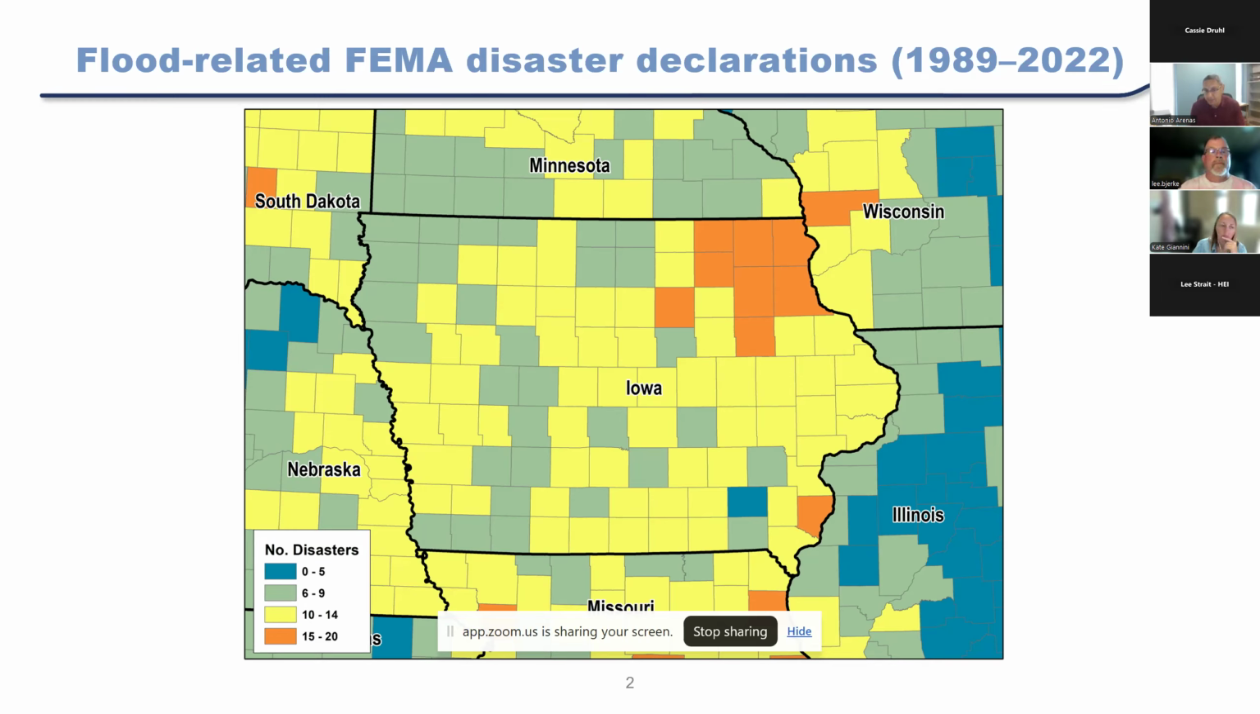As you can see here, there is a high number of times over those 30 years when major events related to flooding have impacted the state. Maybe one of the take-home messages from this map is that no county has escaped being impacted by catastrophic events, and all of them have at least a couple of presidential disaster declarations, and certainly Northeast Iowa stands out as the place with the highest number of presidential disaster declarations because of flooding.